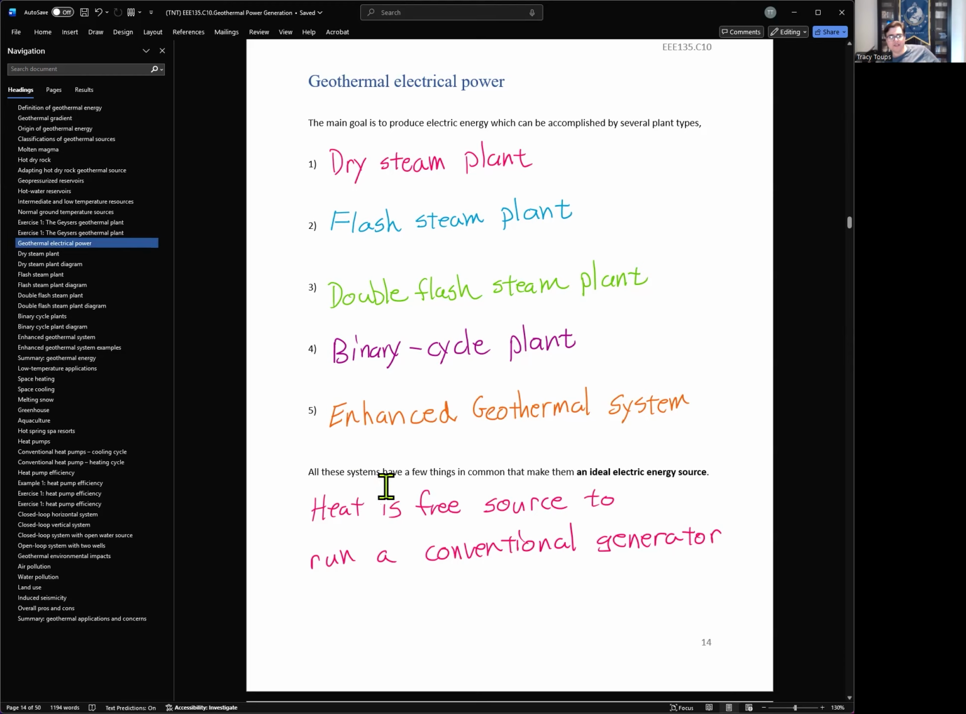Okay. All these systems have a few things in common that make them an ideal electric energy source. Mainly, the heat's free. The whole point of geothermal is that the heat comes from the center of the earth, which we don't have to pay for, and it's hot enough to run a conventional generator, so it runs 24 hours a day. We don't have to worry about weather patterns or the intermittent issues with wind turbines or PV panels and sunlight. This is as close as we could possibly get to a fossil plant running 24 hours a day. This is why everybody loves geothermal, because we're not really making new problems.